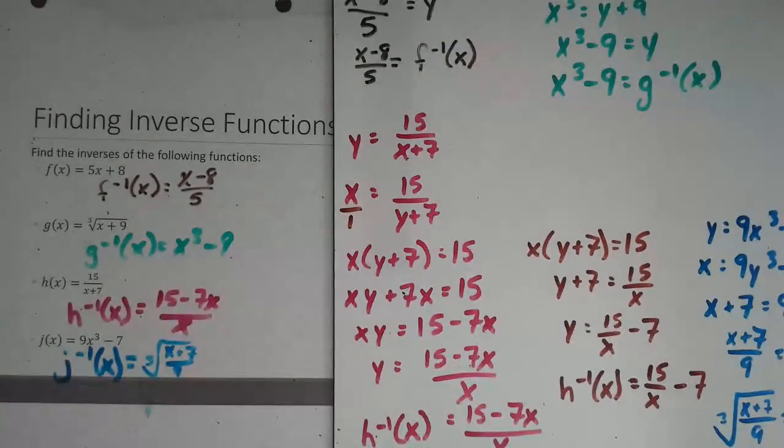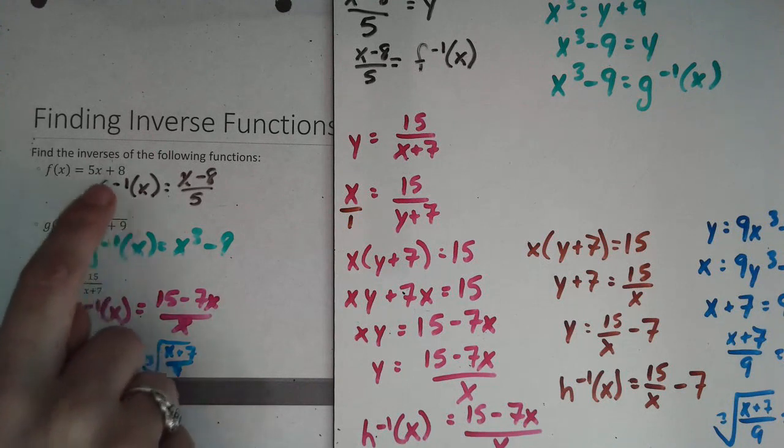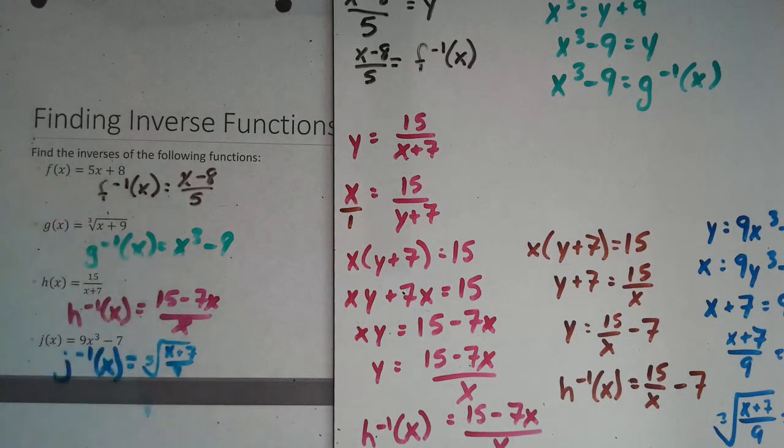So for finding inverse functions, we have our set of steps. We do them the same way every time, even though they might look a little different as we're solving them. And again, if you want to check your inverse, you just need to find the composition of the function with its inverse, f of f inverse of x, and f inverse of f of x, so on and so forth.